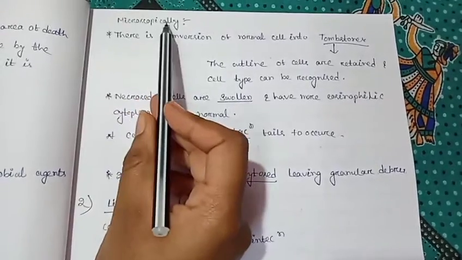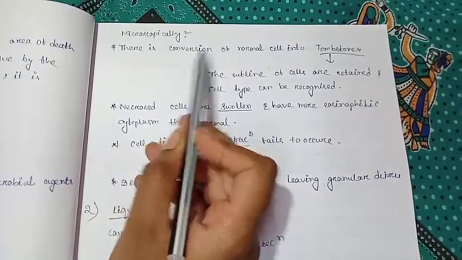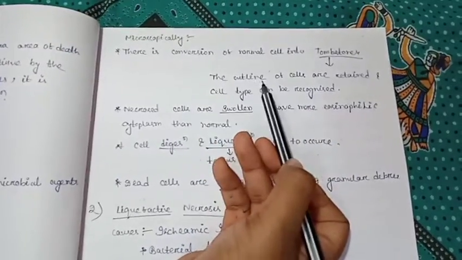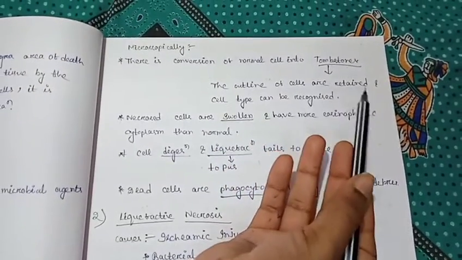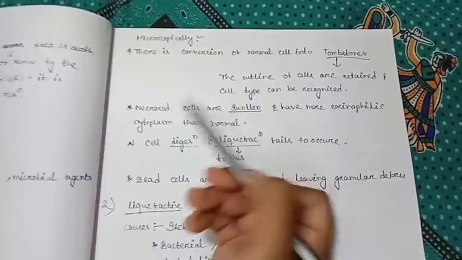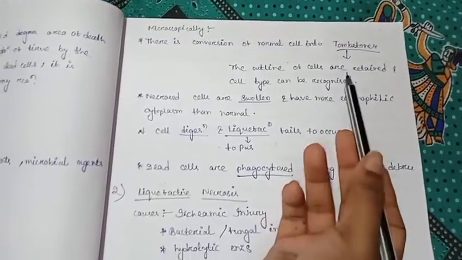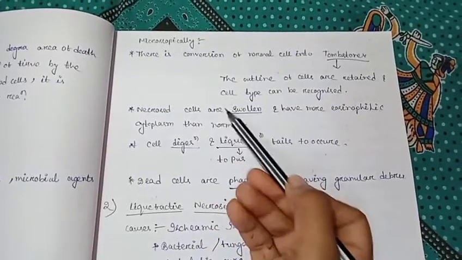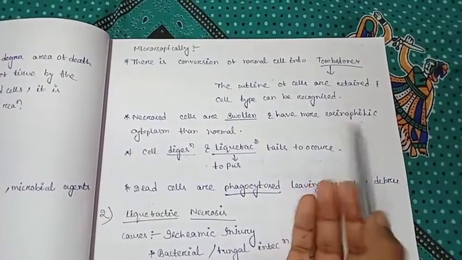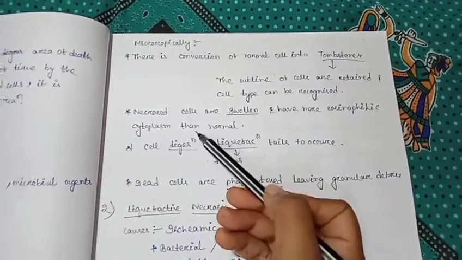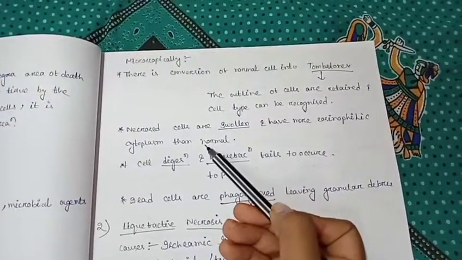Next is the microscopical structure. There is conversion of normal cells into tombstone cells. What is a tombstone? The outlines of the cells are retained and the cell type can be recognized, but the inner contents are completely damaged. Then the necrosed cells are swollen and have more eosinophilic cytoplasm than normal. The eosinophilic cytoplasm is seen in all 5 types of necrosis.